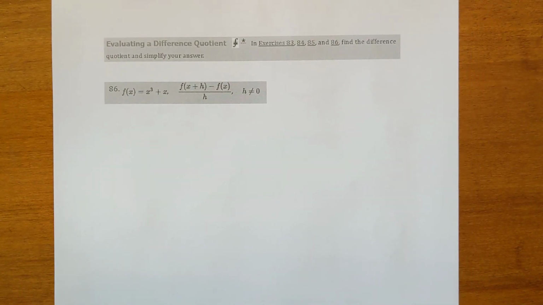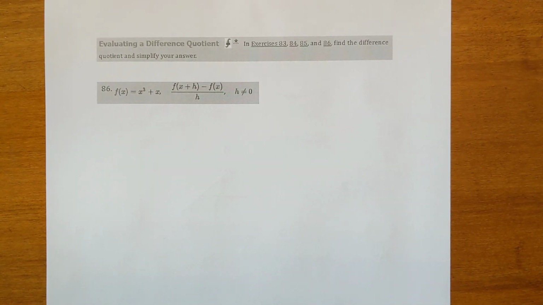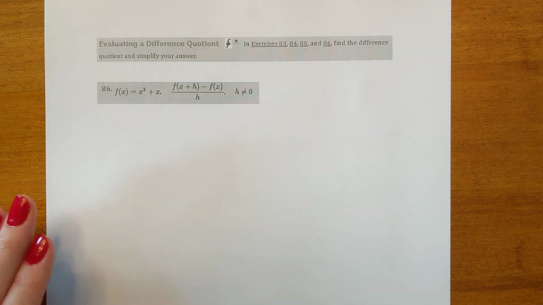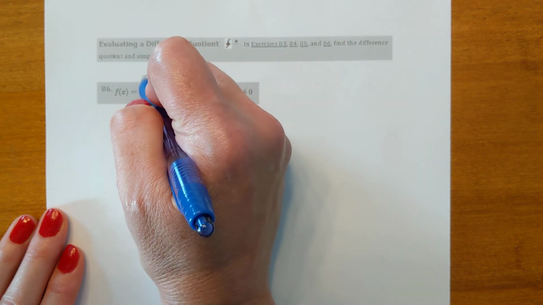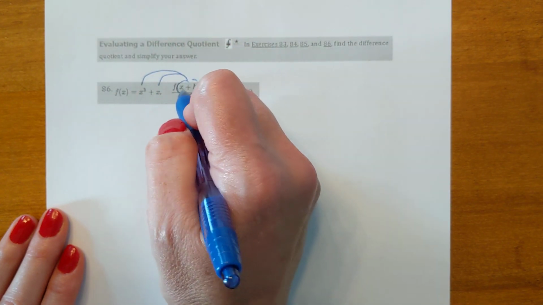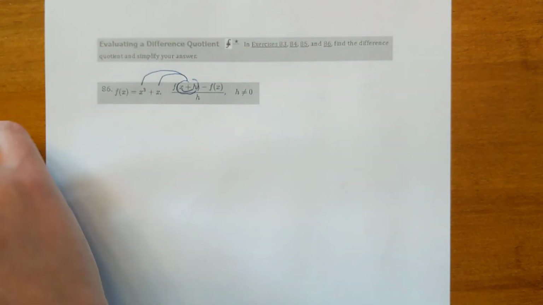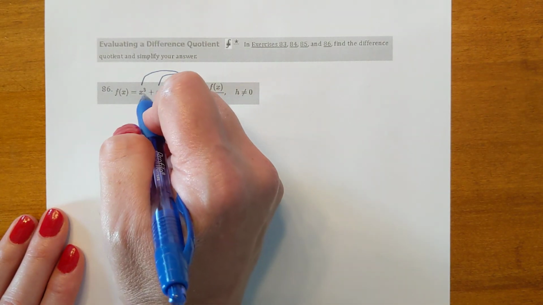On the back, we're going to figure out the difference quotient. Find the difference quotient and simplify your answers. For 86, we have f of x equals x to the third plus x, for f of x plus h minus f of x over h when h is not equal to 0. All right, so you're picking up x plus h and you're plugging it in for x because this is the input for the letter x. So put in for x.